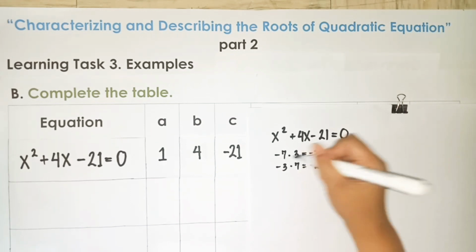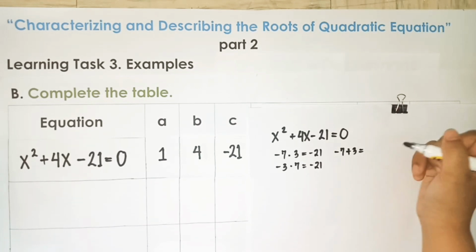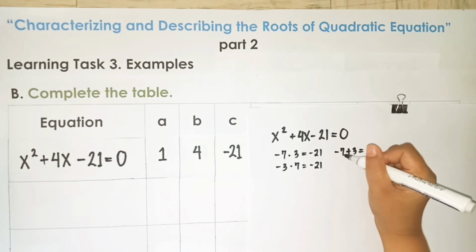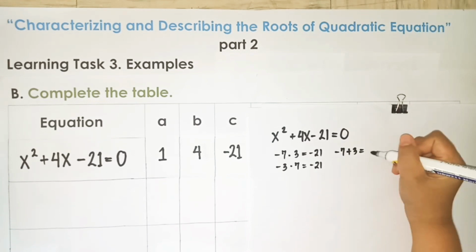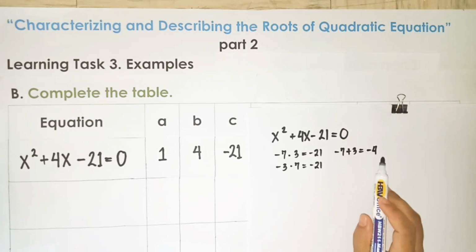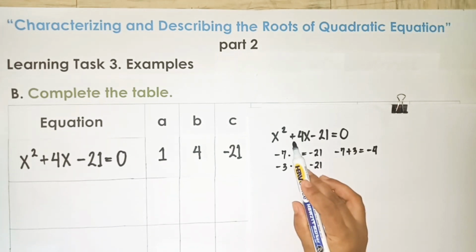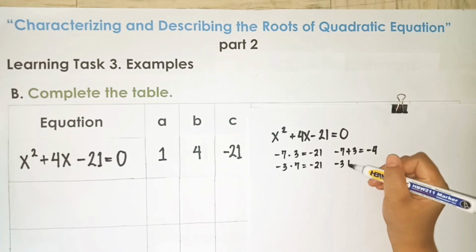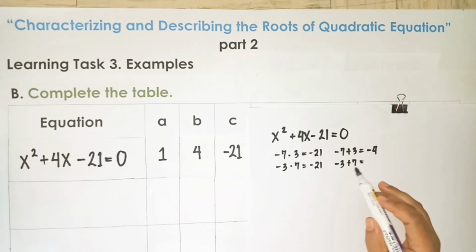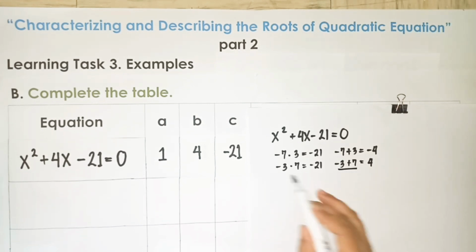Okay, let's check. Kung ang negative 7 plus 3, pagpaplusin po natin, ano po magiging sagot? Since the signs are not the same, we're going to subtract. Negative 7 plus 3 is equal to negative 4. So, meaning to say, we do not need to use this because the answer is negative 4, and we need positive 4. Let's try the other one. Negative 3 plus 7 equals positive 4. Therefore, we're going to use these factors, negative 3 and positive 7.